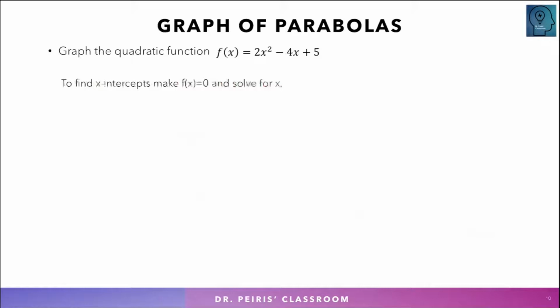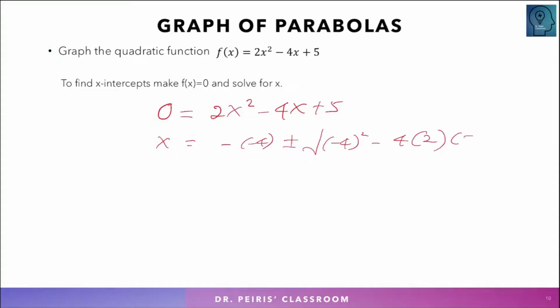To find the x-intercept, we make f of x equal to 0. So the left hand side becomes 0. Now we need to solve this for x. Again, you can see if it is factorable. If not, we must use the quadratic formula to find the solutions. This doesn't seem to have factors, so let's use the quadratic formula. x equals minus b plus or minus the square root of b squared minus 4ac, divided by 2a.